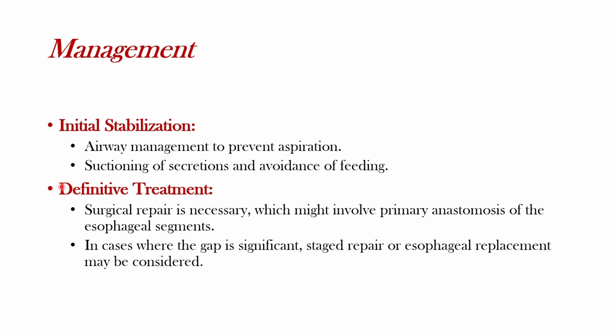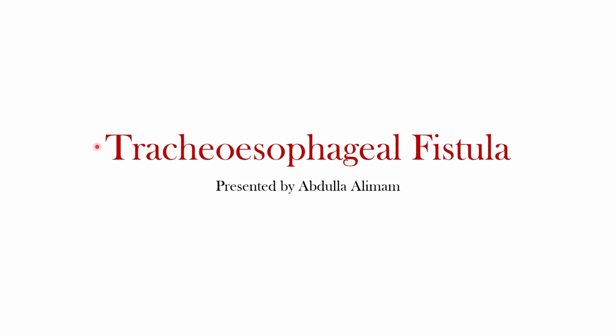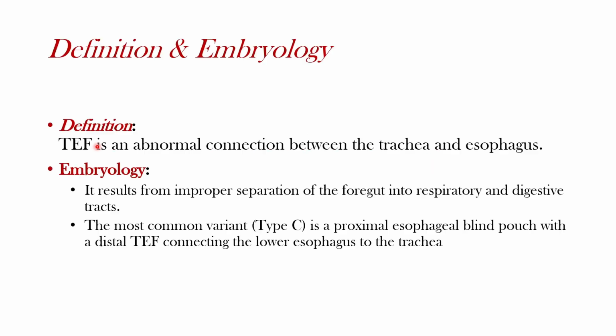Then we need to do surgery. It can involve a lot of things like anastomosis of the esophageal segments, or if it's so bad or the gap is significant, we should keep in mind that we could need esophageal replacement. I will speak a little bit about tracheoesophageal fistula. We already spoke about it. I'm sure everyone understands it now, but we should speak about it a little bit as well.